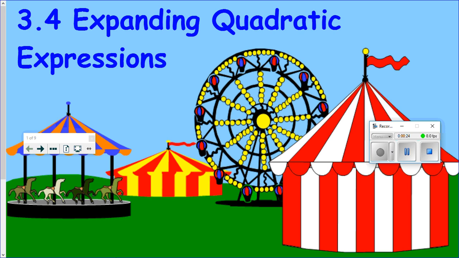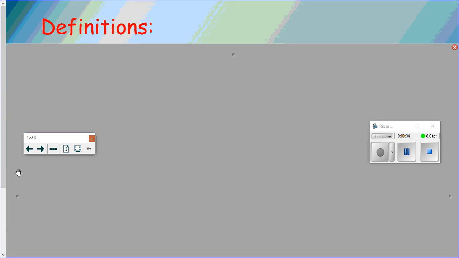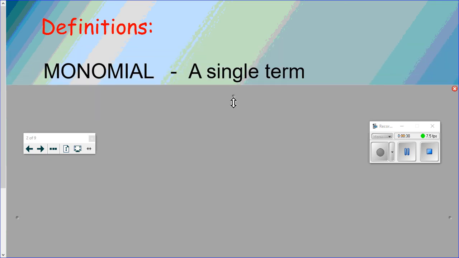We did it and should have done it in grade 8. You definitely did it in grade 9, but we only looked at very specific cases in grade 8, grade 9. So now we're going to get into something a little different. Now, before we get too far in, let's cover a few definitions.